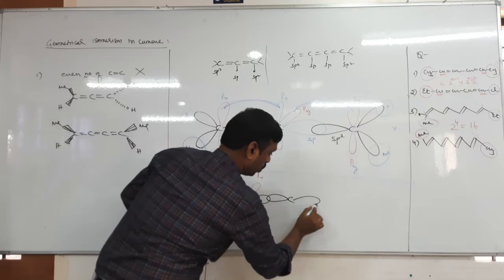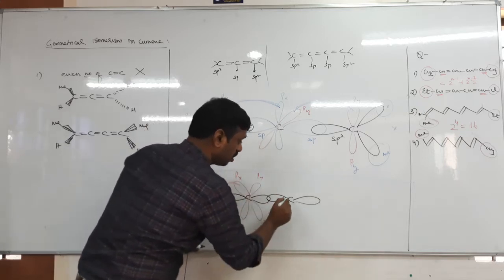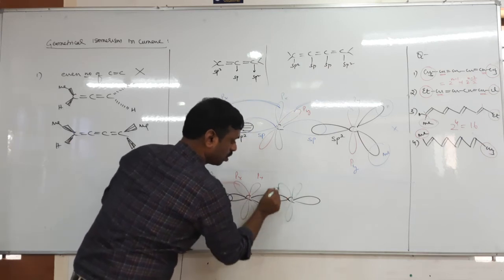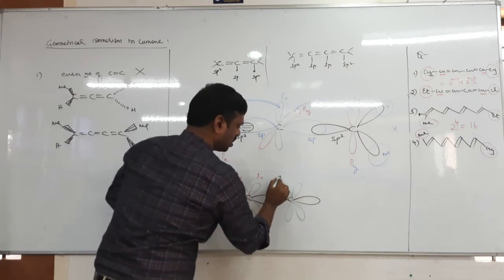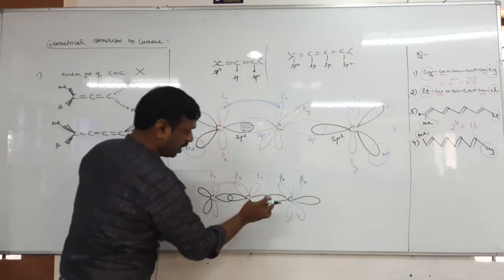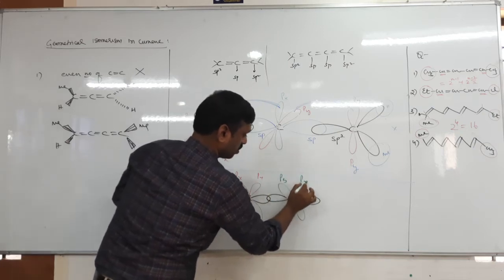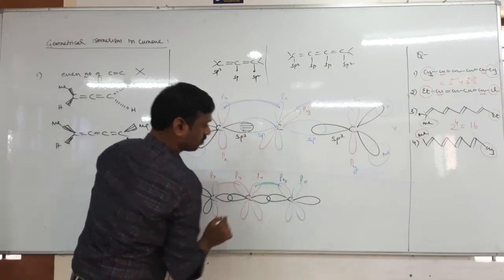sp, then sp2. If it is sp2, how many unhybridized p orbitals? 2 – one is a px, another is a py. Okay, now let me take it as a py overlapping. No, I'll take this as a py, this as px. Tell me, these two overlap now.